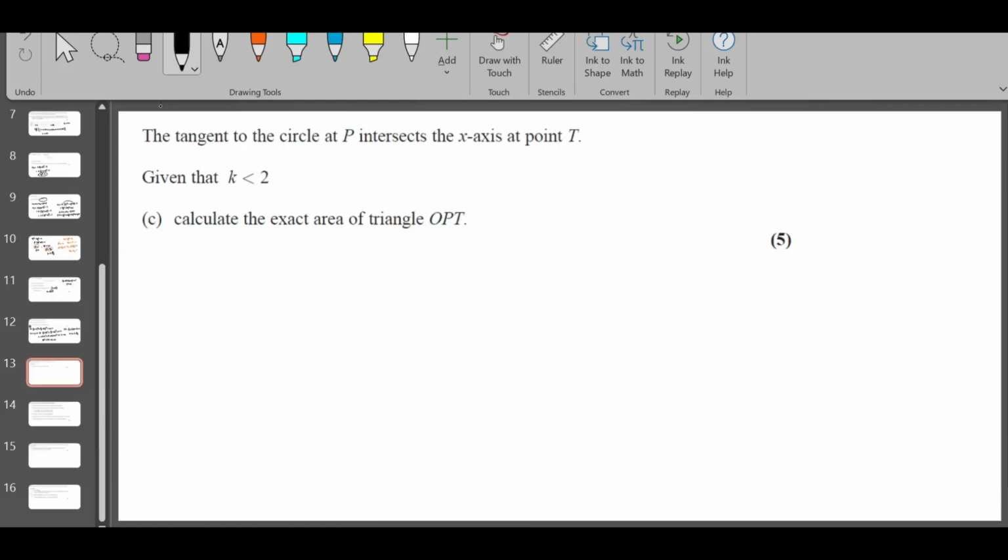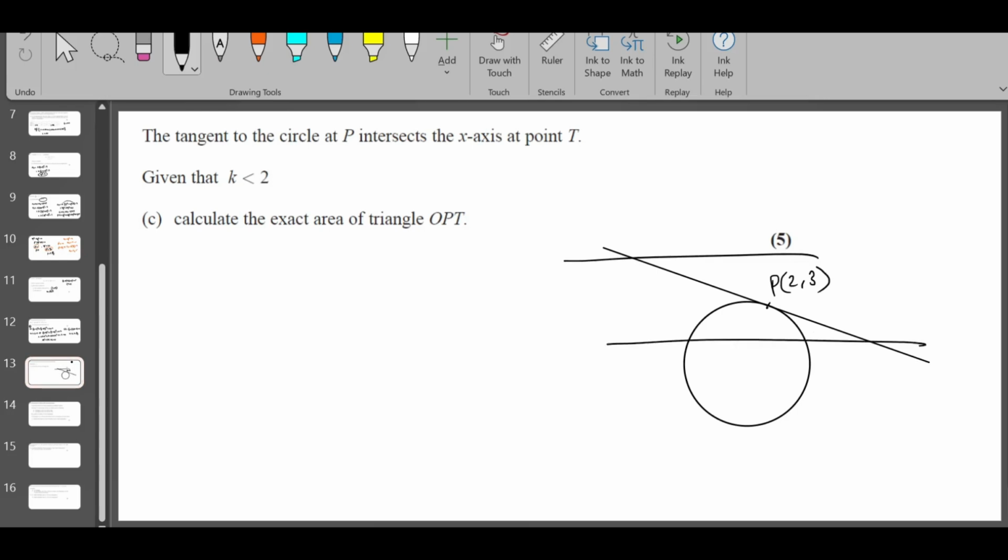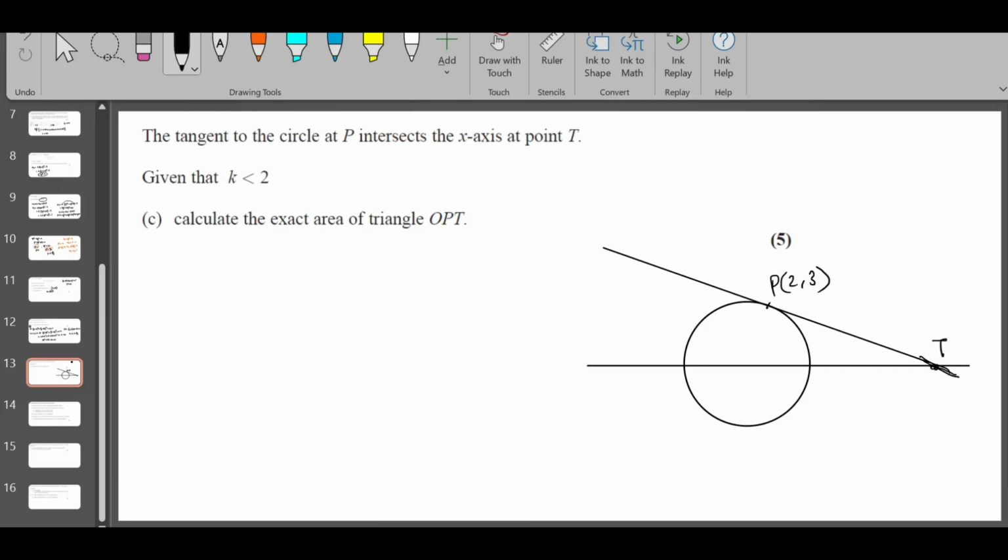Part C now. The tangent to the circle at P intersects the x-axis at T. Okay, let's say we have a circle here, and then let's say there is a tangent here. This point is P. P is (2, 3), right? This tangent intersects the x-axis. We don't know where the x-axis is, whether here or here or here. Just to understand this, let's assume it's here. We don't care where the x-axis is exactly, but it intersects at point T.